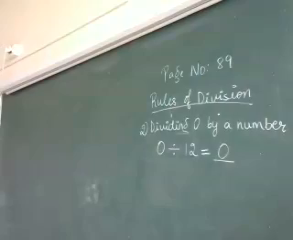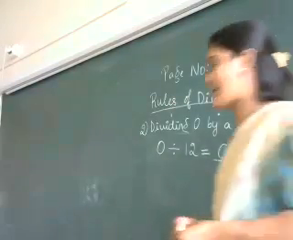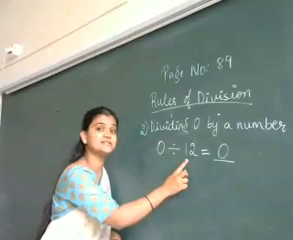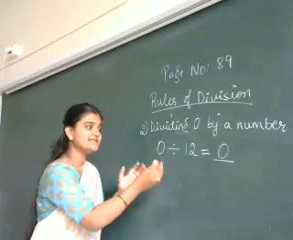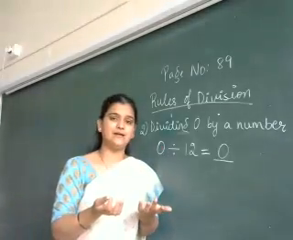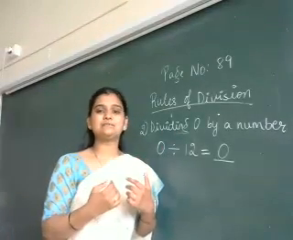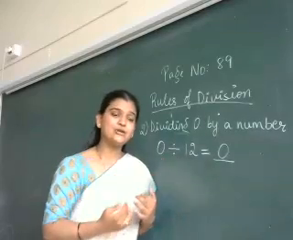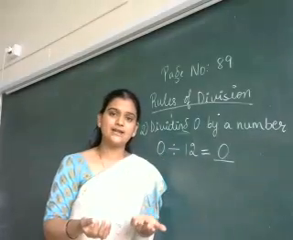Okay. Now it is like dividend is zero. Dividend is zero and divisor is 12. Okay. Is it possible to divide when I don't have anything? It is like today is my birthday, and 12 friends are coming to me and they are asking me chocolates.